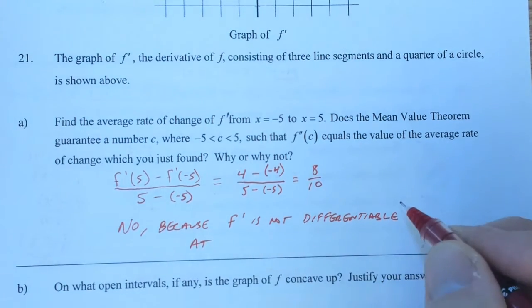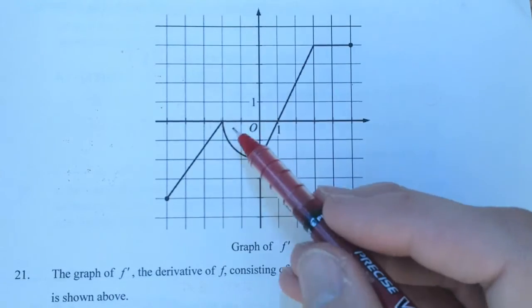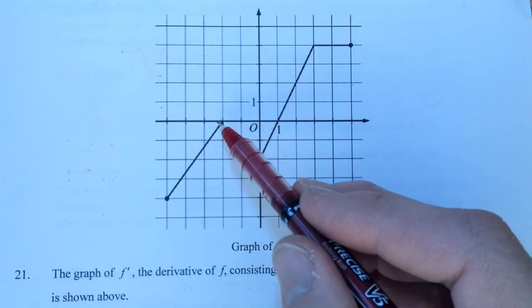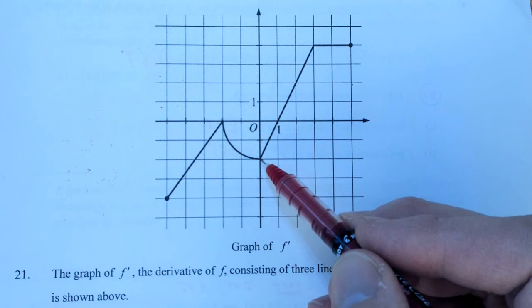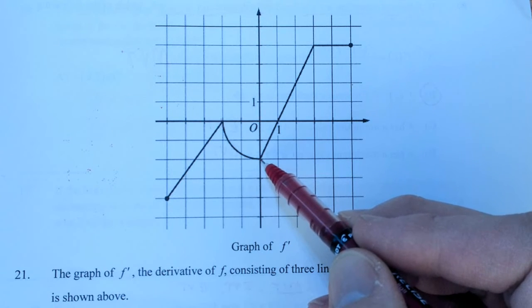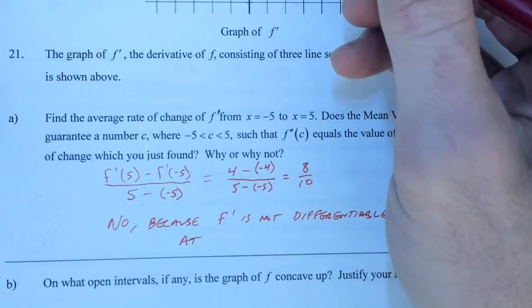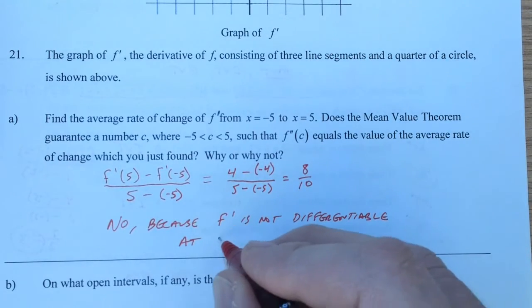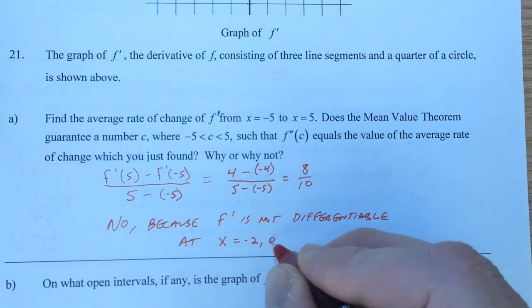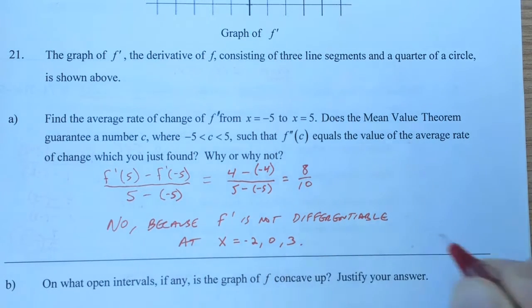and let's go back and check out those values. So we have this value right here when x is equal to -2, this value right here when x is equal to 0, and then this value right here where x is equal to 3. So because f prime is not differentiable at x equals -2, 0, or 3.